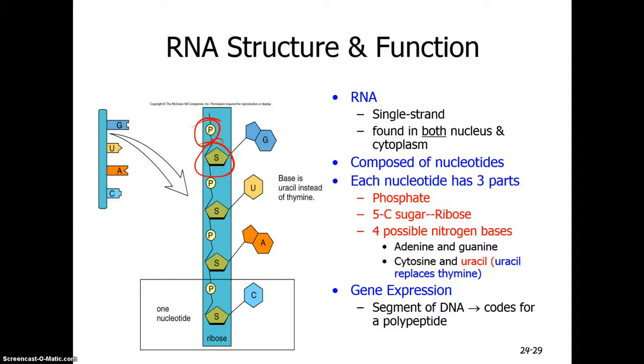Alright, gene expression. A segment of DNA is going to code for a polypeptide. And if you think back to our organic chemistry unit, a polypeptide is a bunch of amino acids. The bonds between those amino acids are called peptide bonds. Poly meaning many. So you've got this nice string, and it's going to do all sorts of crazy things depending on its shape.